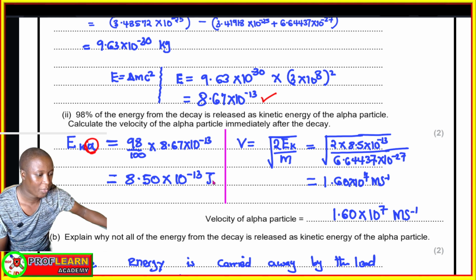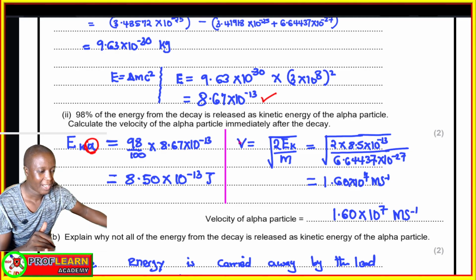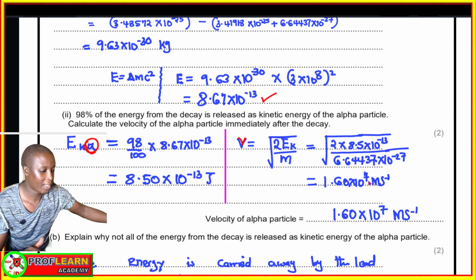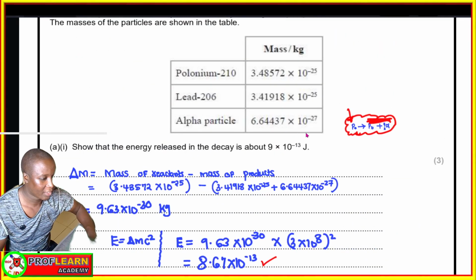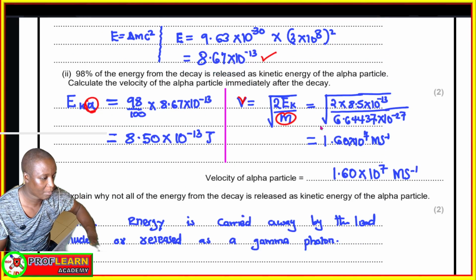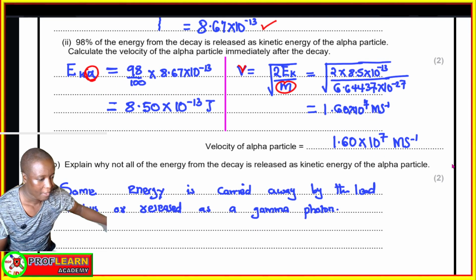Then we know that kinetic energy is equal to a half mv squared. If you rearrange this equation and make v the subject of the formula, remember the mass of alpha is already given here, so you can use that mass. If you work it out, you get 1.6 times 10 raised to the power 7 meters per second.